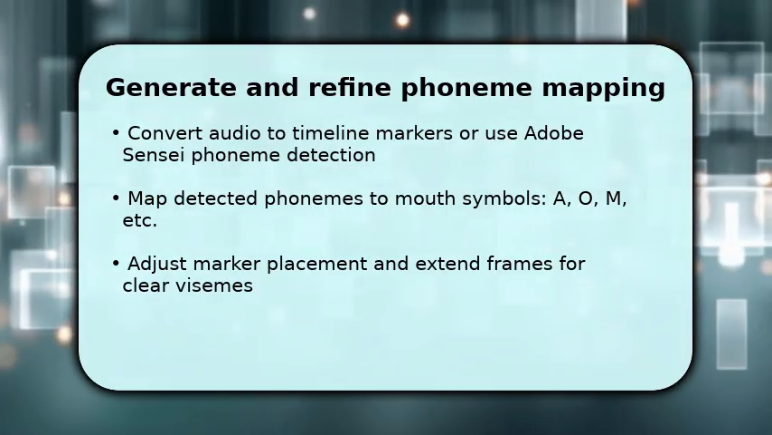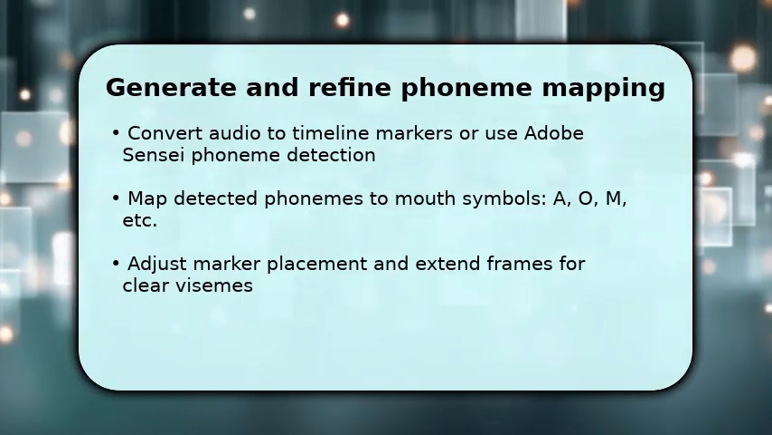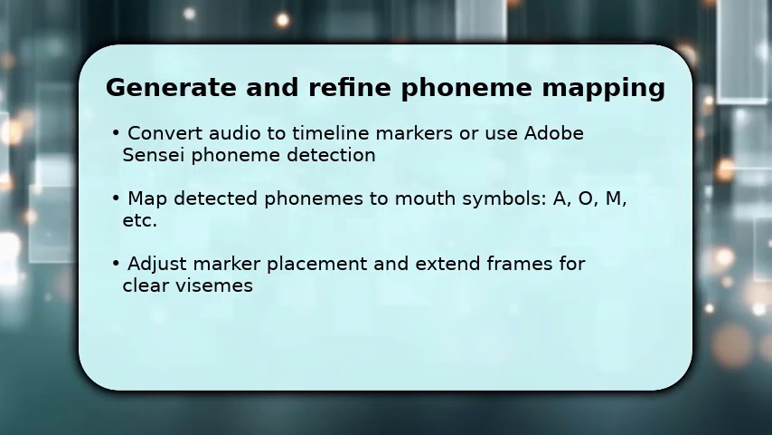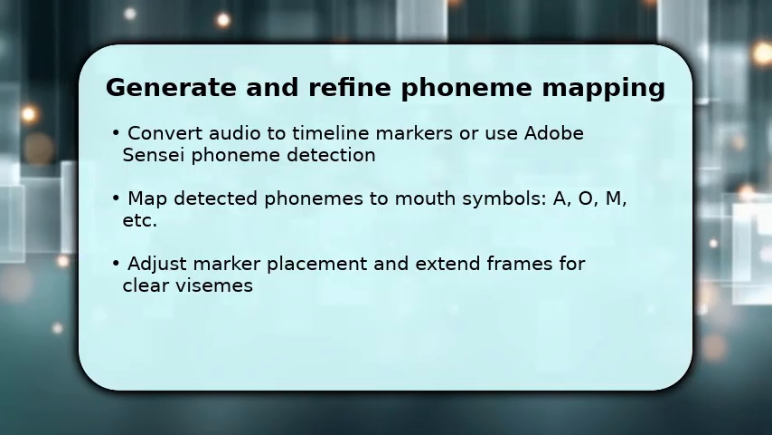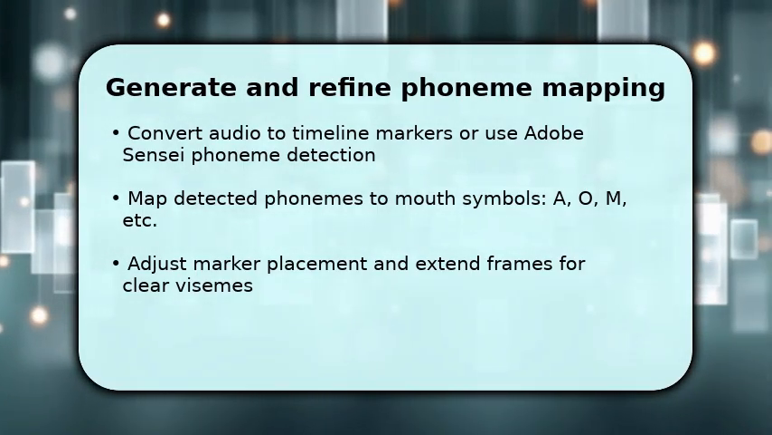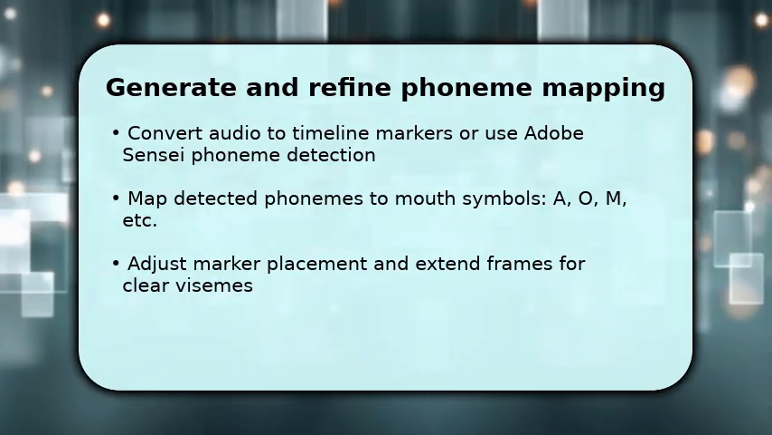Then map those detected phonemes to your mouth shape symbols. For example, A, O, M, F, so each marker corresponds to a library graphic. Make sure to nudge markers and extend symbol keyframes where needed. This fixes short, jittery visemes and ensures mouth changes align with syllable attacks. This step turns raw data into readable animation.